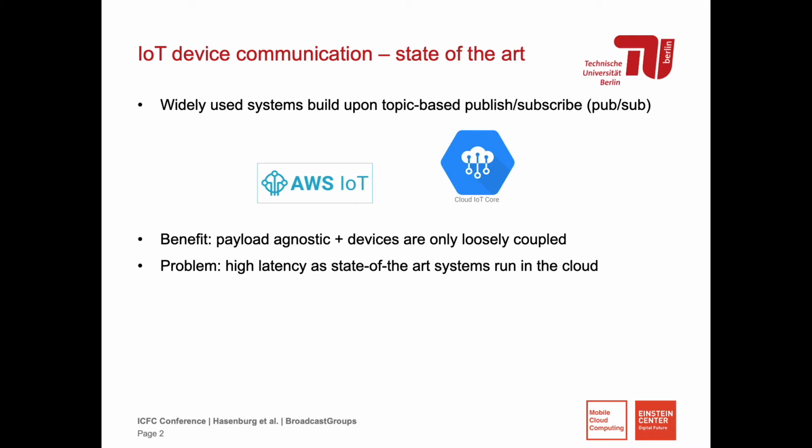To realize asynchronous, loosely coupled communication between a large number of IoT devices, widely used systems such as Amazon Web Services IoT or Google Cloud IoT build upon topic-based publish-subscribe. Pub-sub systems are generally beneficial as they are payload agnostic and facilitate communication between end devices that do not even have to know each other. These systems, however, usually run in cloud environments, which leads to higher latency than many IoT applications can tolerate.